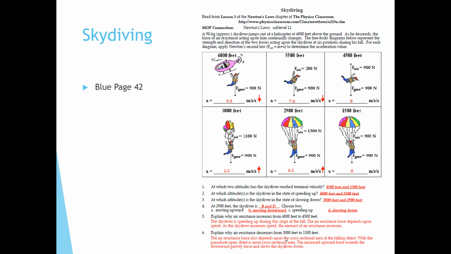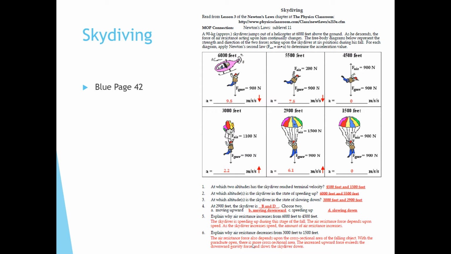Okay, so let's go over the answers to page 42 that you were assigned in the last video about skydiving. A 90-kilogram skydiver jumps out of a helicopter at 6,000 feet above the ground. As he descends, the force of air resistance acting upon him continually changes. The free body diagrams below represent the strength and direction of the two forces acting upon the skydiver at 6 positions during his fall. For each diagram, apply Newton's second law to determine his acceleration.